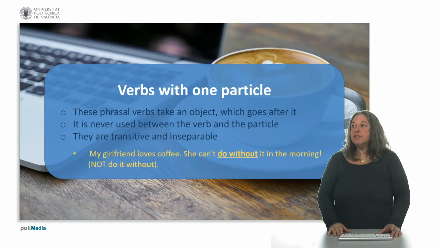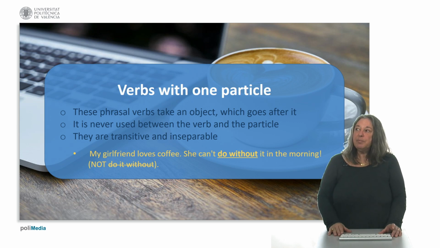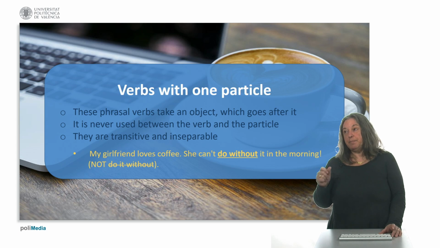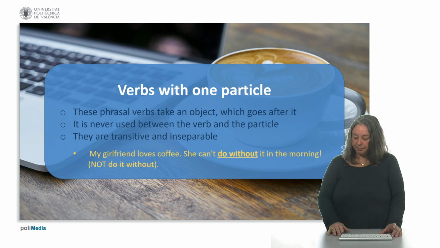Now, some phrasal verbs can be used with one particle. These phrasal verbs take an object which goes after it. It's never used between the verb and the particle, and they're transitive and inseparable. Let's see an example. My girlfriend loves coffee. She can't do without it in the morning, okay? She can't do without it in the morning.